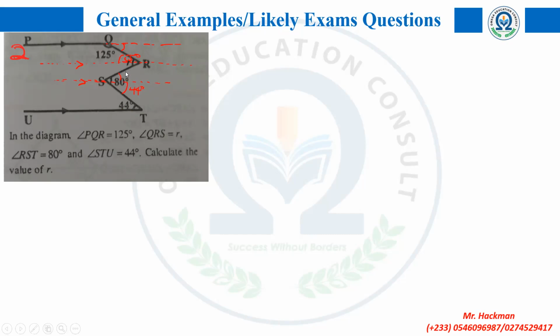But the size of this angle and this angle should give me 80. So if the lower angle here is 44, what will be the upper angle here? 36. I hope you get the point. Because immediately I get the upper angle here, I know this other angle. I'm supposed to combine to find the angle here. So it will be 80 minus 44, which gives 36 degrees. So your R will be equal to 55 degrees plus 36 degrees. Is that clear?